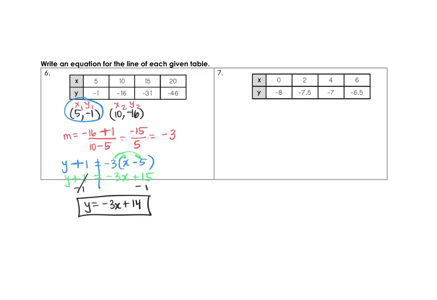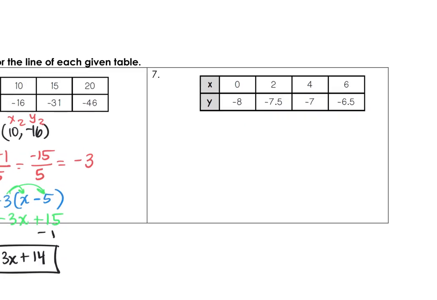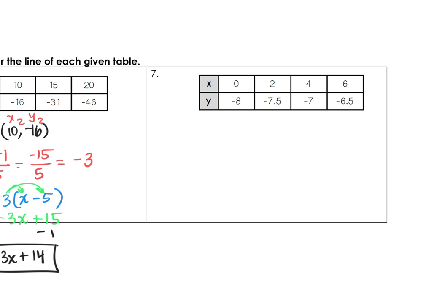Okay, number 7. Once again, I've given you a table. You only need 2 of those 4 points. Looking at some of those y values, maybe you don't pick the ones with decimals. So maybe you use 0, negative 8, and 4, negative 7. You don't have to use back-to-back numbers, just 2 from the table. All right, so now I'm going to give you 3 minutes. 3 minutes, you and your partner. See if you can write that equation using that point slope form and then rearranging to y equals mx plus b.